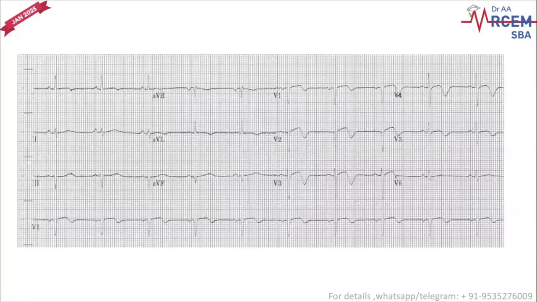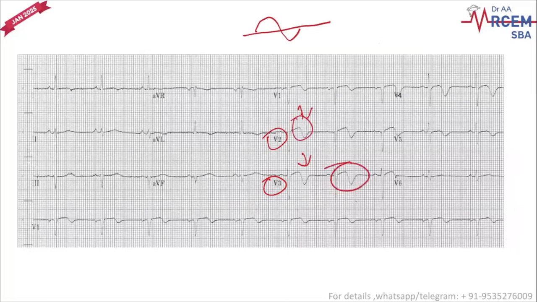The next one, what we are seeing is Wellens syndrome. Biphasic T waves are seen in V2 and V3. Biphasic means one positive deflection and one negative deflection, with the isoelectric point typically seen here. If it is seen in V2 and V3, only two chest leads, then you call it Wellens syndrome.